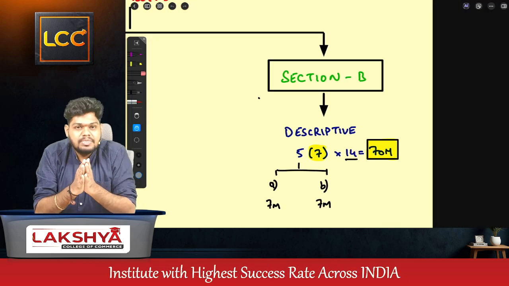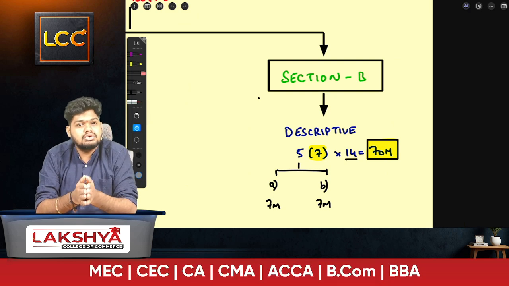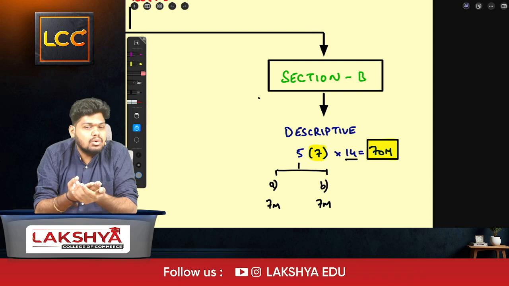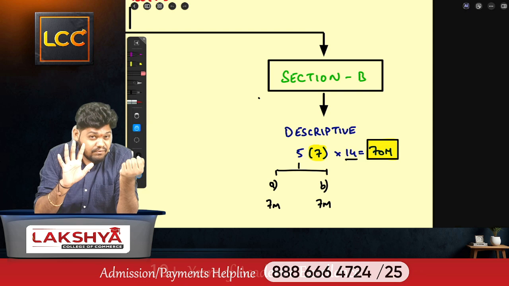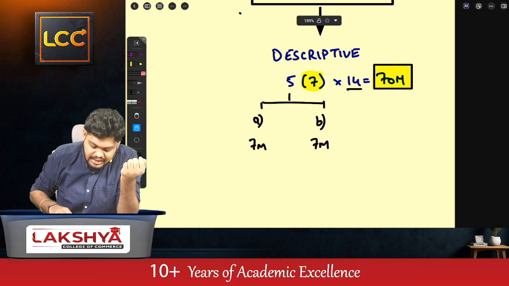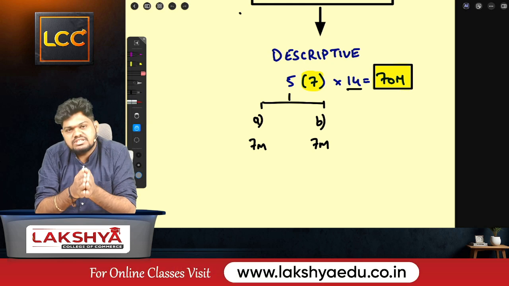Coming to Section B. Section B is very beautifully drafted by the CMA Institute, where they have given us a total of 7 questions. Out of the 7 questions, we have to write only 5 of them. Only 5 questions. Each question has 2 subparts, A and B. Each of them carries a total of 7 marks.